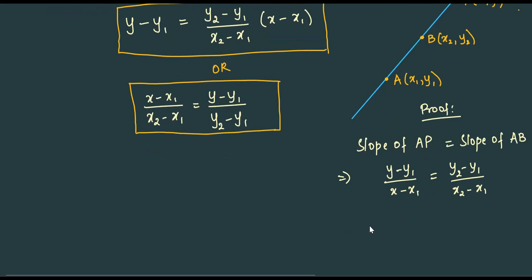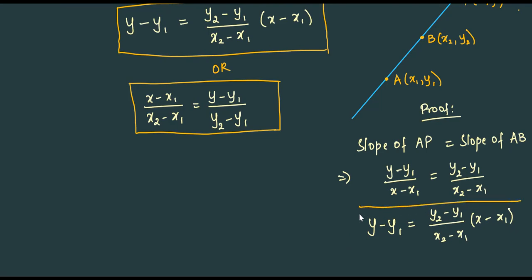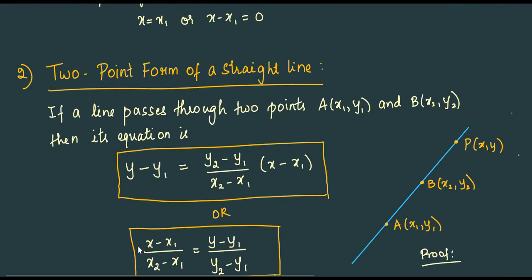So in the point slope form, if you replace m by the slope of the line joining 2 points, we get this form of the straight line, the 2-point form. So y minus y1 is equal to m into (x minus x1), where m is replaced by (y2 minus y1) upon (x2 minus x1). This is the equation of a line joining 2 points.